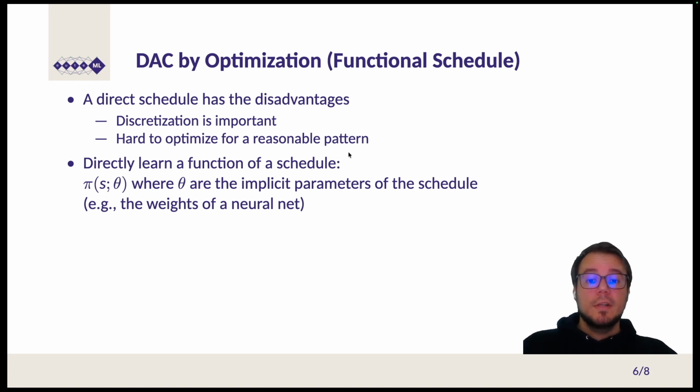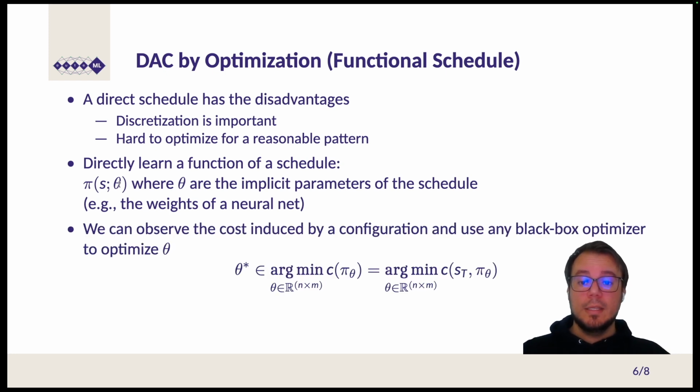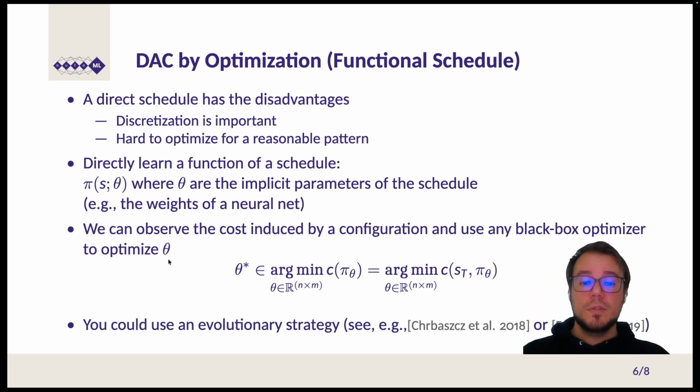Instead, you could learn a function of a schedule, right? Your policy would take some state as an observation and would be parameterized by some weights of a neural network, for example. And if you have that, well, we can observe the cost of a configuration using any black box optimizer, then we can directly optimize these weights, right? So in an evolutionary strategy style, you could find really well-performing policies in this setting and use them also for dynamic configuration.